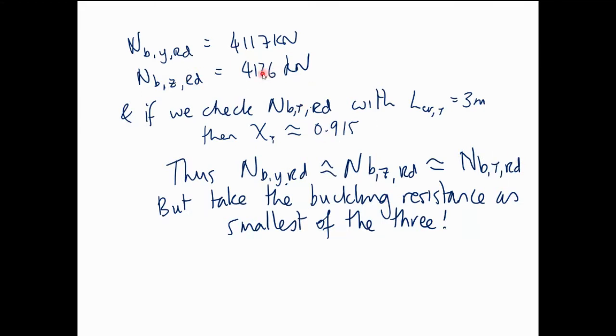So we've now enhanced the cross-section resistance. How have we enhanced the cross-section, or sorry, the overall buckling resistance of this member? Well, how do we do it? We had the member here.